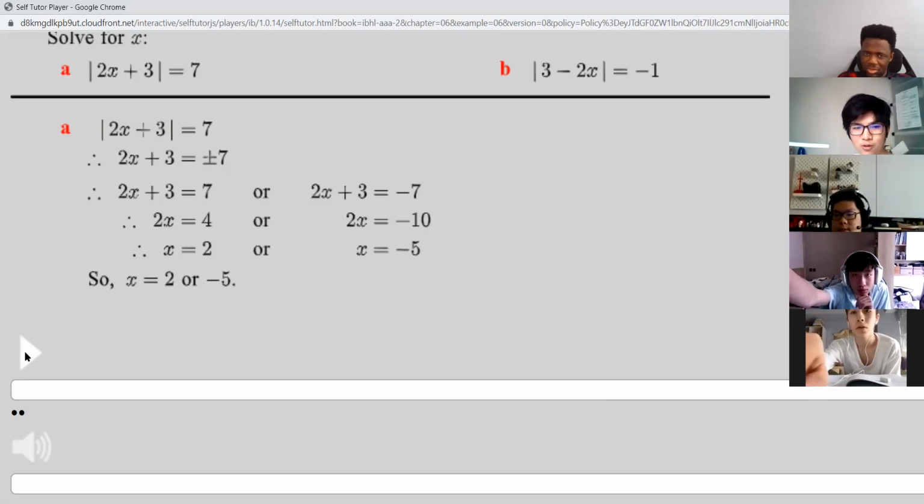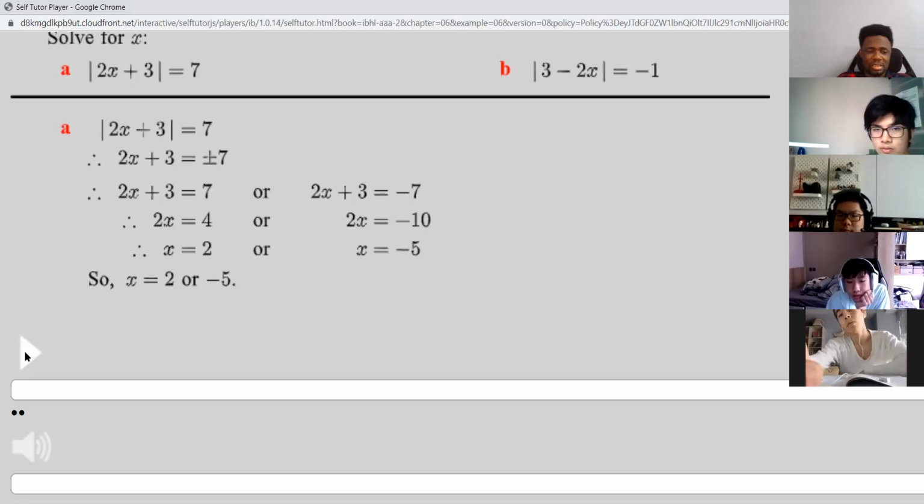So, does that problem make sense? No. Not to me. That means if you draw the graph of 3 minus 2x, you can get something at negative 1. Is that possible? No. All the graphs we have drawn for absolute value don't cross the x-axis. It touches the x-axis, it doesn't cross.